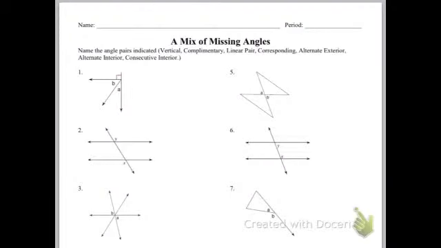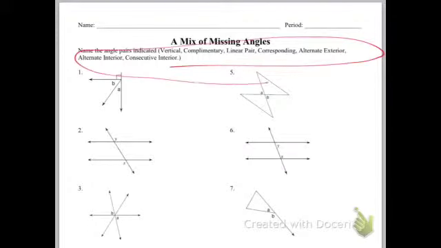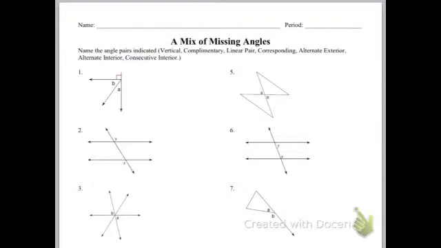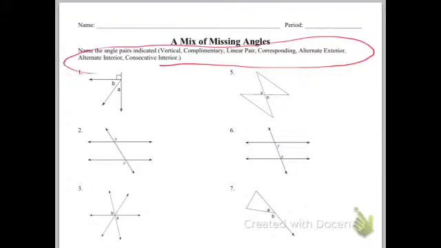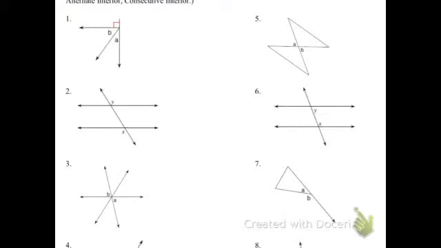So here are the solutions for the A Mix of Missing Angles assignment. On the first 8, you're supposed to get the name of the pair of angles that are shown there. You have vertical, complementary, linear pair, corresponding, alternate exterior, alternate interior, and consecutive interior. And on each of these pairs, you just have to look at them and figure out what they make together and how they're related.